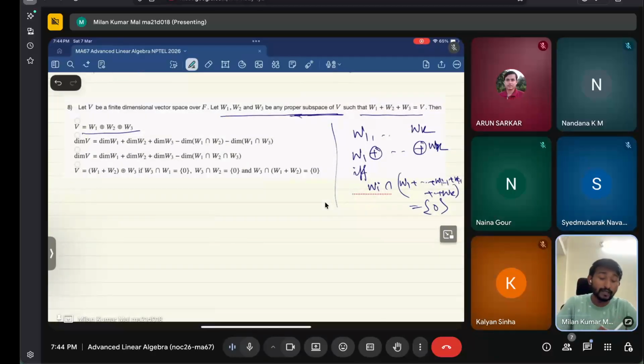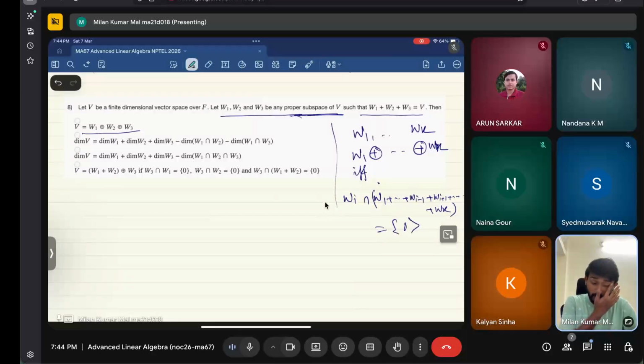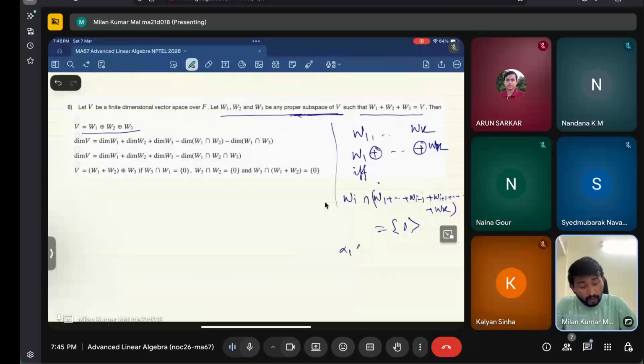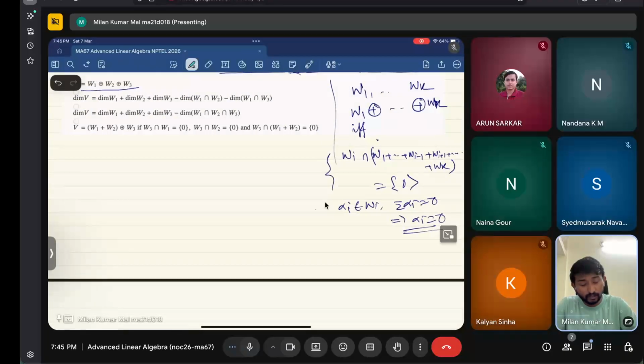So let me write it clearly. This is what I already mentioned in today's tutorial as well. So Wi intersection W1 plus all the way plus Wi minus 1 plus Wi plus 1 plus all the way plus Wk has to be 0 for all i. Then we can write W1 direct sum W2 direct sum Wk. And this fact is equivalent to: if alpha i is in Wi and the summation of alpha i equals 0, that should imply that each alpha i has to be 0. This full fact is equivalent to that full fact.